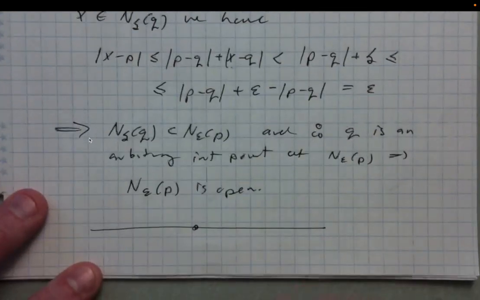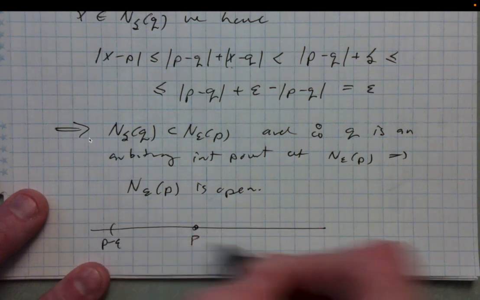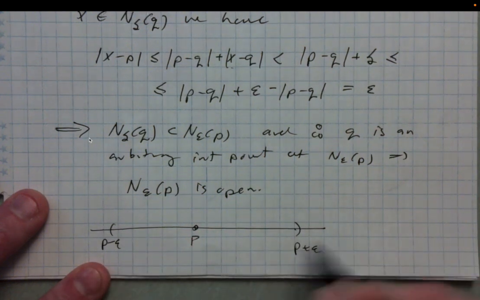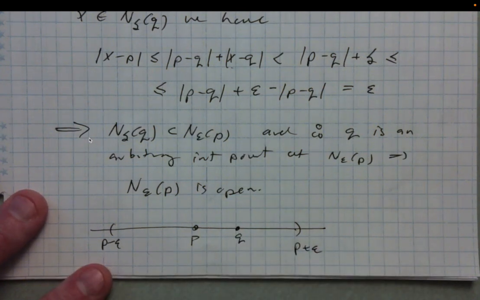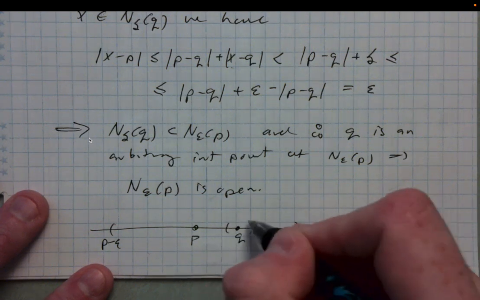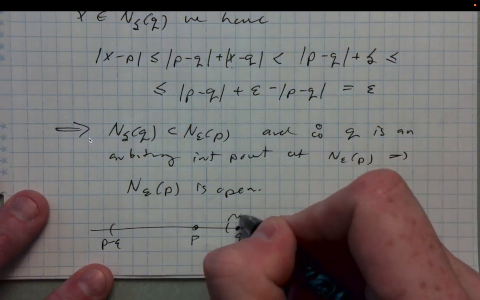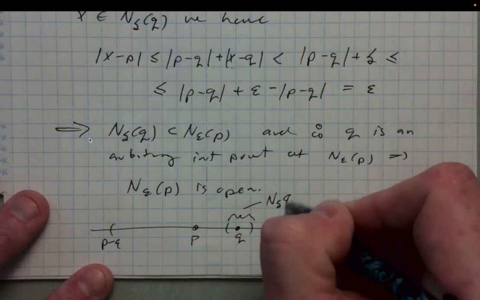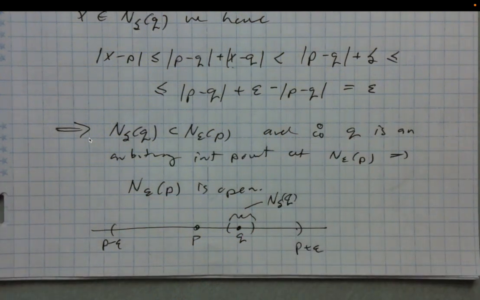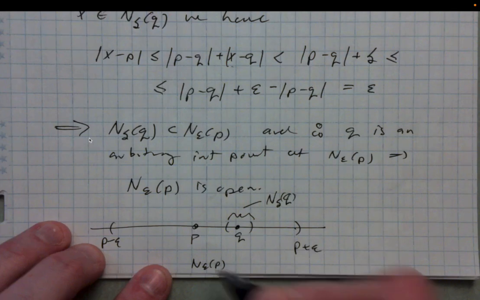So I'll just draw it. It's sometimes easier just to see this drawing. Here's p, here's p minus epsilon, here's p plus epsilon. So this is the epsilon neighborhood. I take an arbitrary q in here, and I can find a delta such that this can be drawn. This is the delta neighborhood of q. And then clearly that delta neighborhood is inside this epsilon neighborhood. The whole thing is the epsilon neighborhood of p.